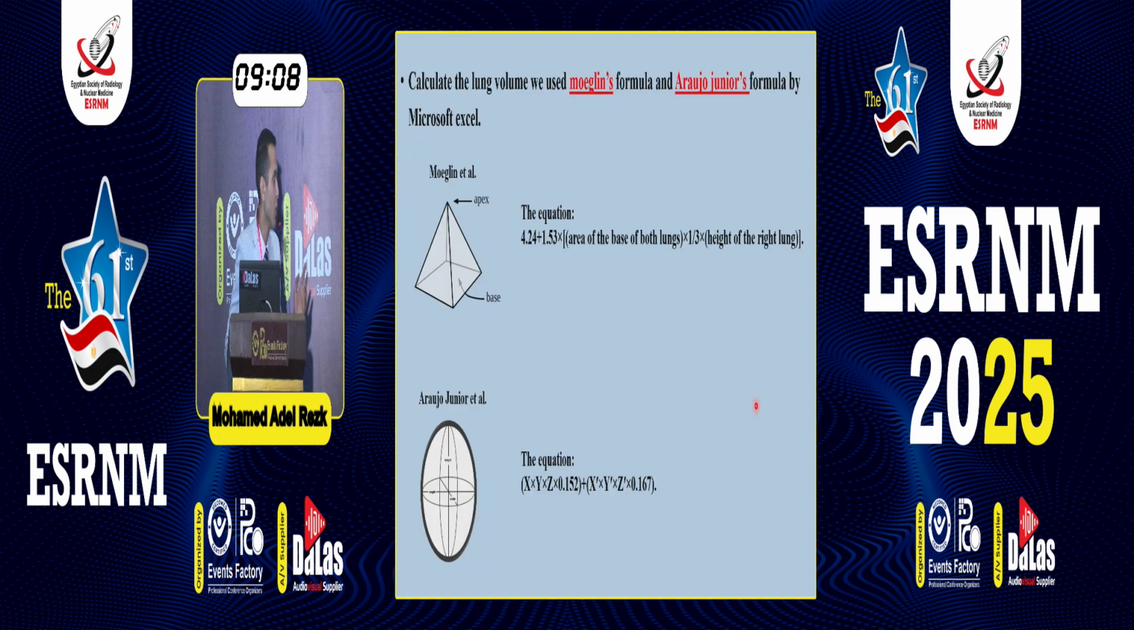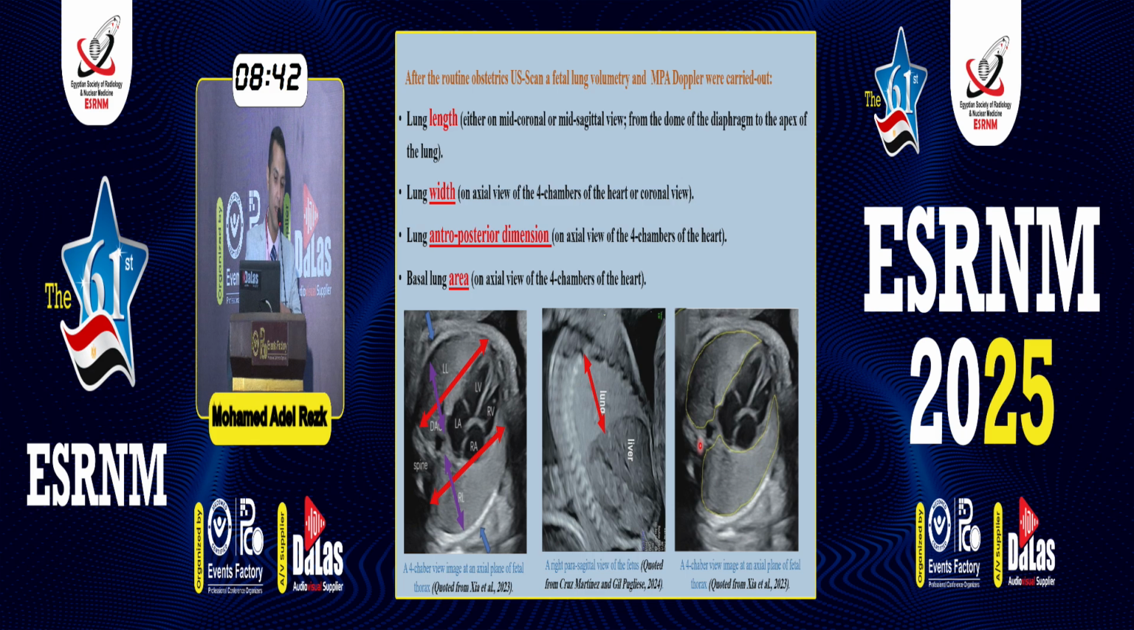So the two main formulas, which I discussed before, are Moglen's formula, which estimated the lung as pyramidal in shape, and Arujo Jr. formula, which estimated the lung as an ellipsoid shape. So the common feature is the measurement of the lung height. The special thing about Moglen's formula is that we have to measure the lung area, and for Arujo Jr. formula, we will measure the AP and transverse diameters.